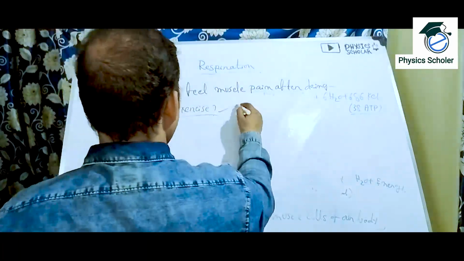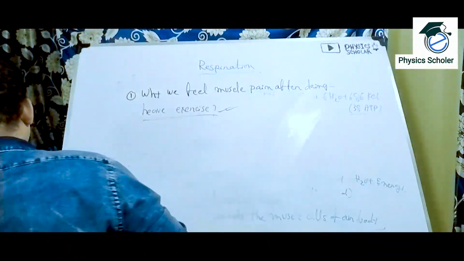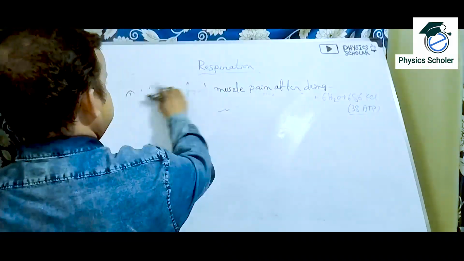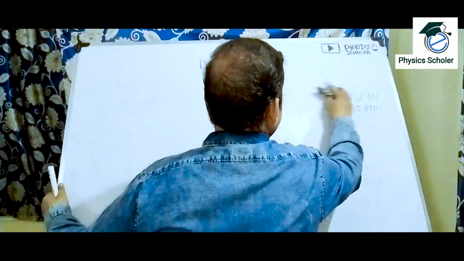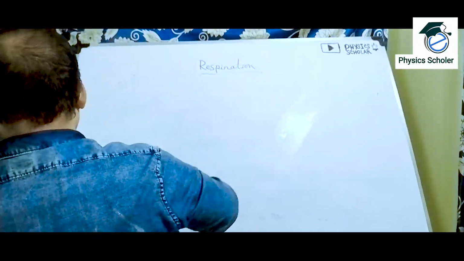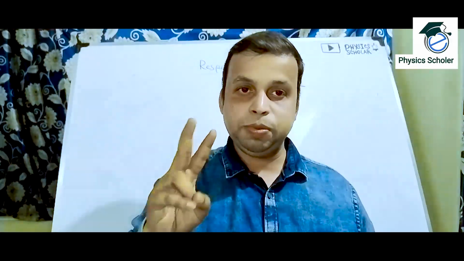Okay, so our cells will get normal again. So this is the respiration. So students, what do you know about respiration? There are two types of respiration.